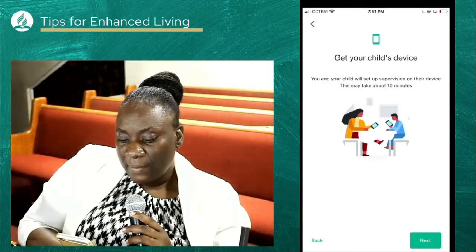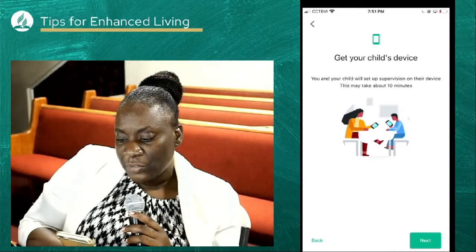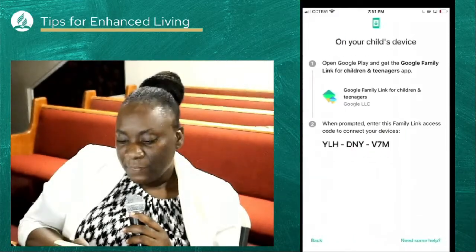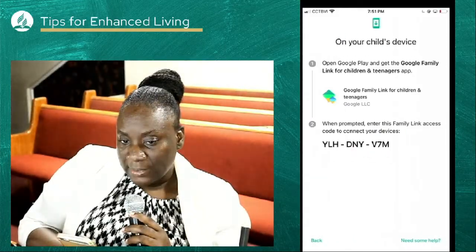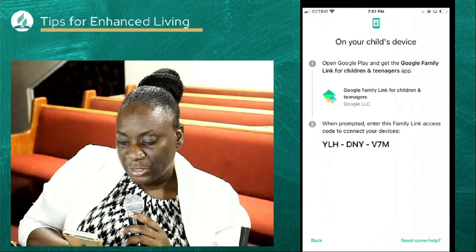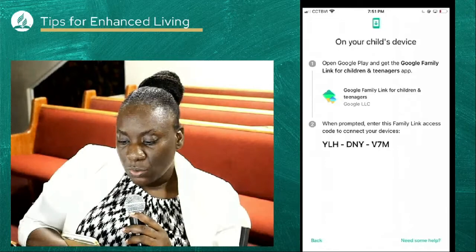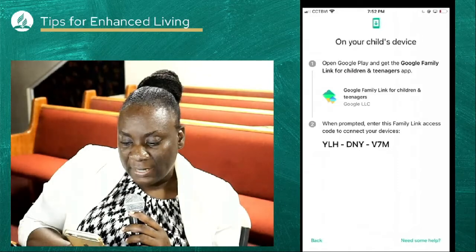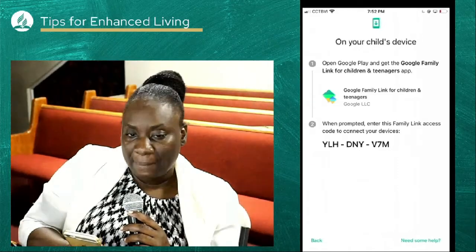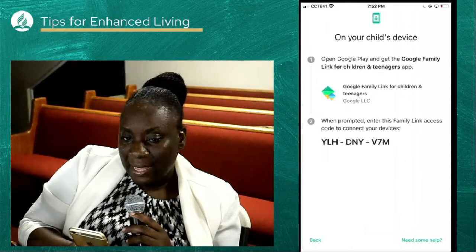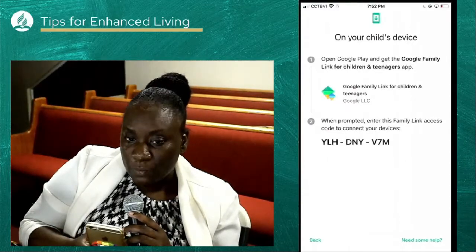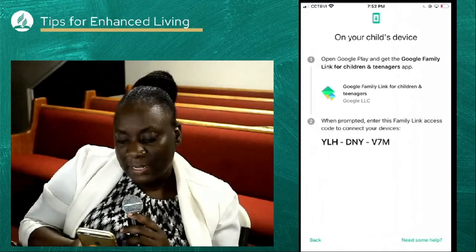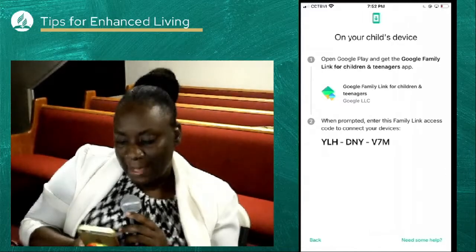You and your child will set up supervision for their device. This will take about 10 minutes. So you have to have that device near you once you have entered your child's information. You're going to open Google Play on your child's device, and you're going to look for the Google Family Link for Children and Teenagers app. And that app is different from the one that you have. You have Google Family Link. And so you are opening the app that says Google Family Link for Children and Teenagers.